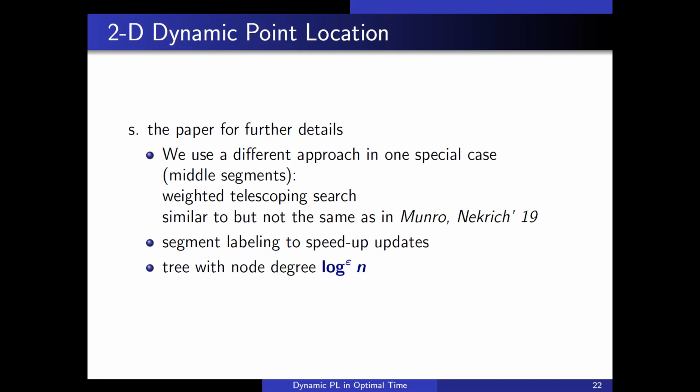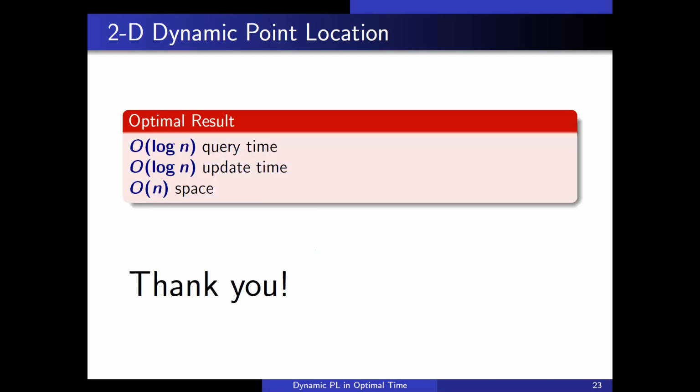So if we combine all these ideas, then as I said, we will be able to achieve logarithmic query time, logarithmic update time, and linear space usage. And this solves the two-dimensional dynamic point location problem.